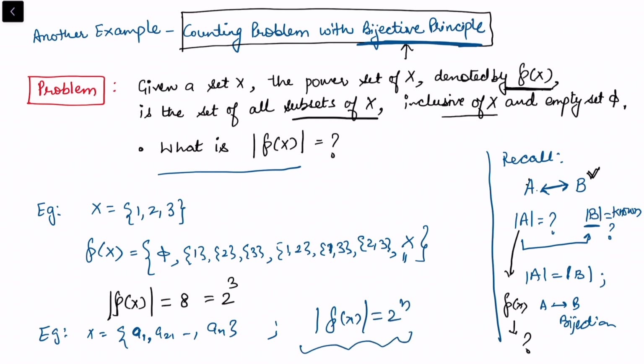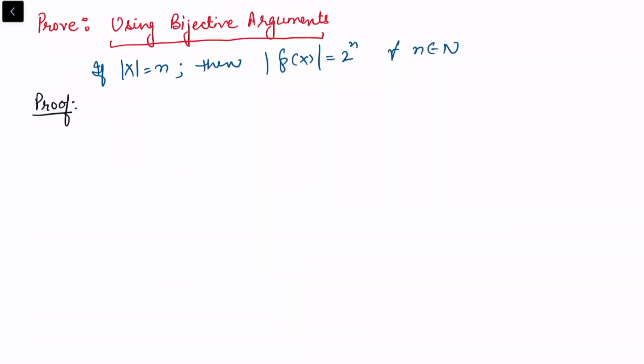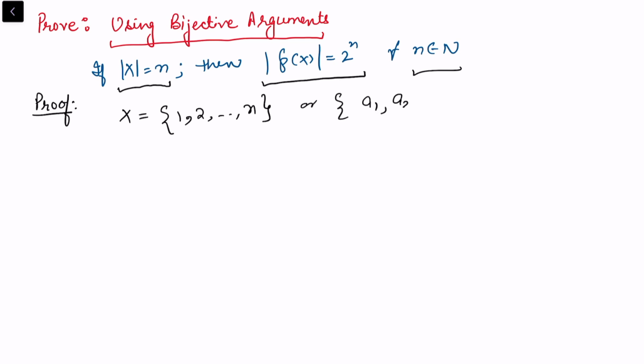Now the question is, how do we arrive at this formula 2 to the power n through the bijective principle argument? For this, I am going to establish a bijection between the elements of the power set and binary sequences. We will see this in the next step. We want to prove, using the bijective argument, that if the cardinality of the set X is n, then the cardinality of the power set is 2 to the power n, for n a natural number. Here we simply assume that the cardinality of X is n. So let's consider any n elements, which I denote by 1, 2, up till n, or you may even denote them by A1, A2, up till An. These are the elements of the set X.